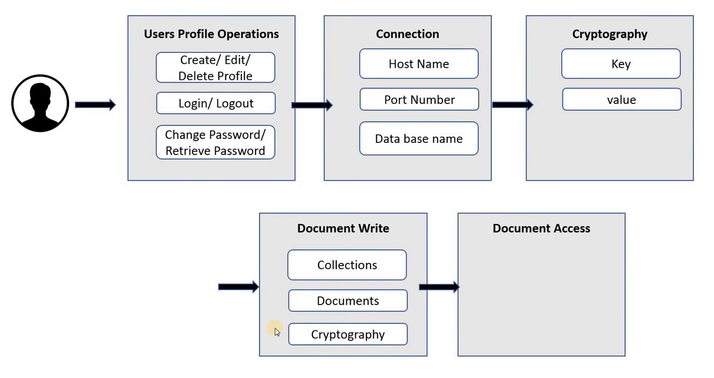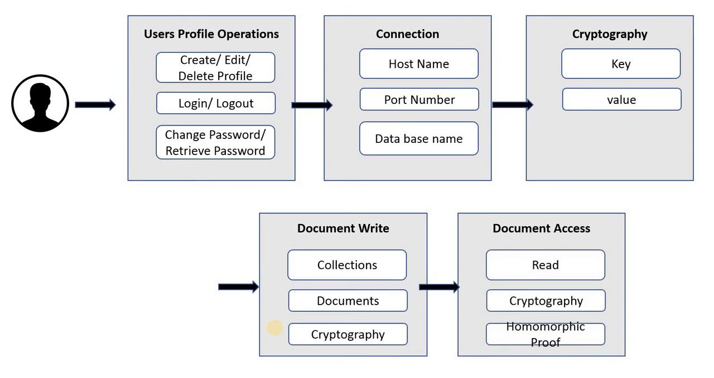And obviously the next thing you can do is access the data stored in the MongoDB, so you can read the data. Here also there is a cryptographic component involved, because for reading the data we first have to decrypt it. For performing decryption we need that cryptographic component, and there is something called the homomorphic proof. The homomorphic proof is where we are going to learn how operations can be made on the encrypted data.